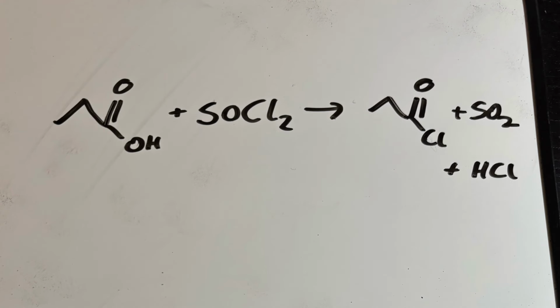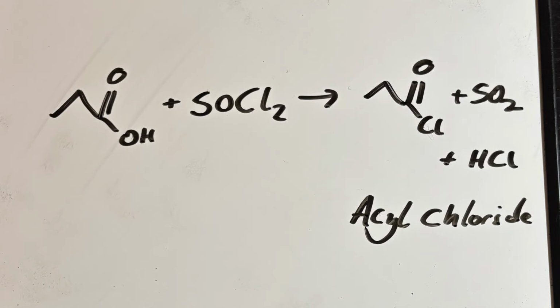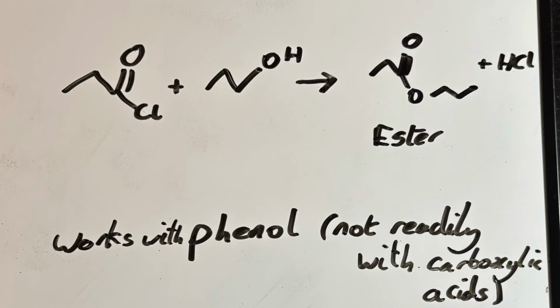You can react a carboxylic acid with SOCl2 to form an acyl chloride, sulfur dioxide, and hydrogen chloride. And like I said, the drawn structure on the right hand side, or your product side, is what we call an acyl chloride. You can use acyl chlorides to form esters with alcohols, and this works particularly well with phenol because phenol won't react really with carboxylic acids.